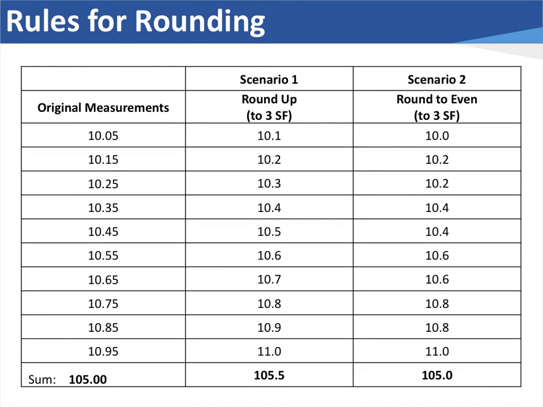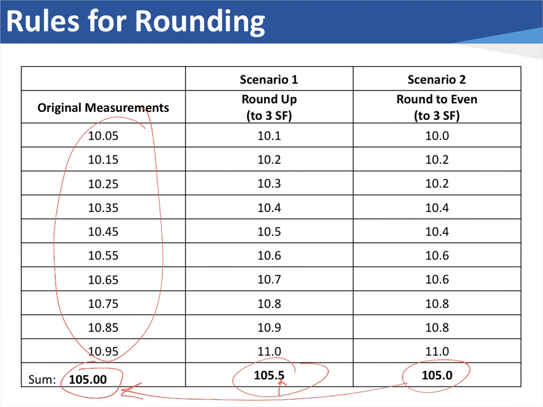Here we go. When I add up these numbers, I get 105. But if I round up, I get 105.5. But if I only round to even, I get 105. You tell me that 105.5 is better than 105, and I'm not sure I'll believe you. So maybe, just maybe, I've convinced you that rounding to even is a logical answer.